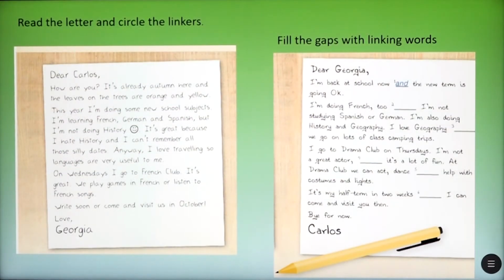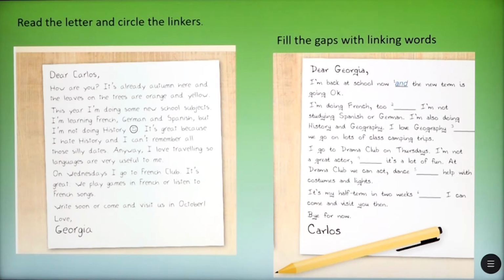We'll continue with the letters. An informal letter. You can see two letters on the screen. The first one, we will read the letter and you will circle the linkers, the linking words that you hear and you see. The letter is from Georgia to Carlos. I will read it so you will circle the linking words.